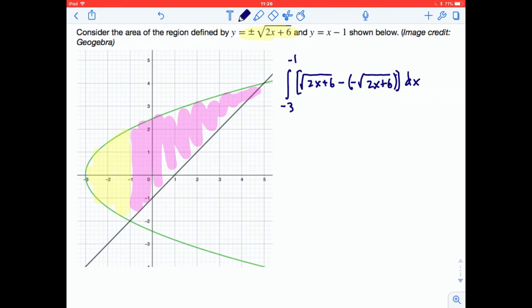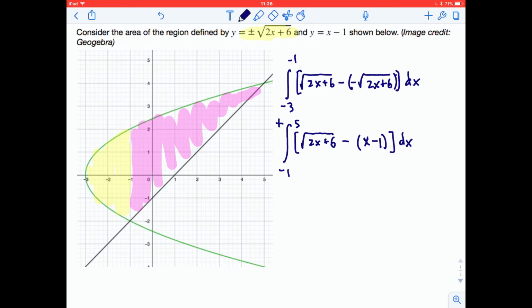And then to find the right function, the purple area, we would make that another integral that would go from -1 to 5. Our top function is still the square root of 2x plus 6, but now our bottom function is the function y equals x minus 1. So we're subtracting x minus 1 from that top function of square root of 2x plus 6. Okay, and we would take those two areas and add them together.